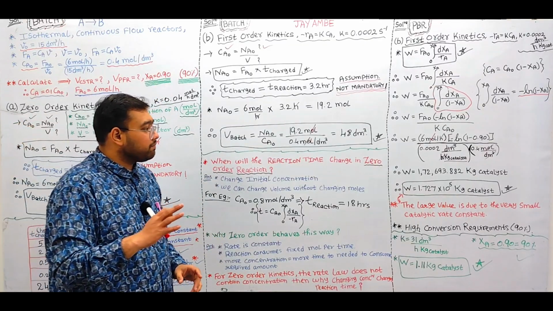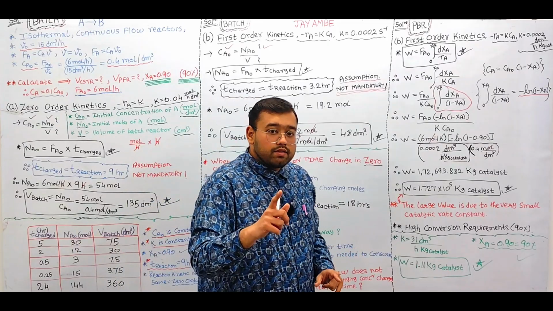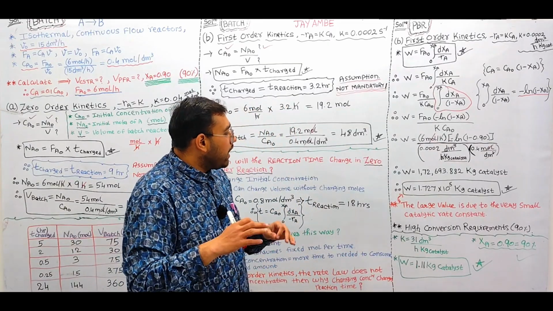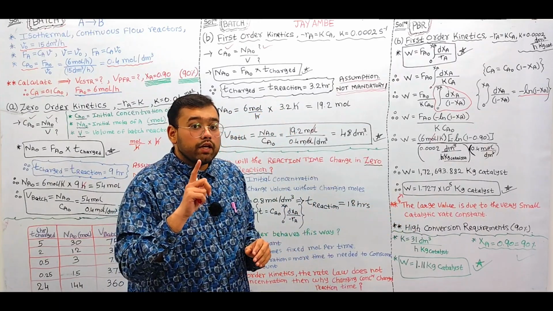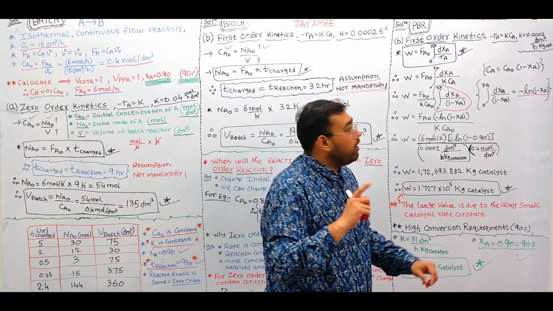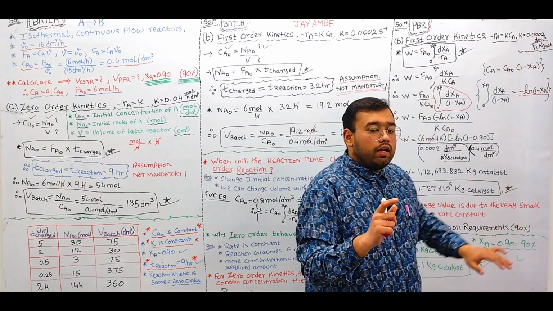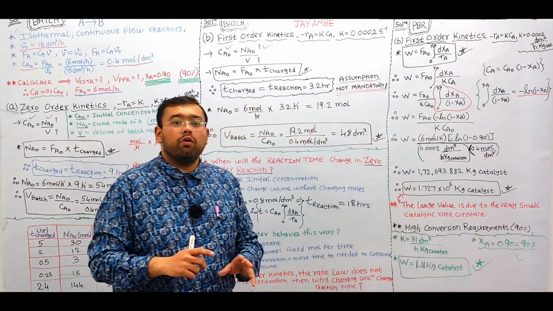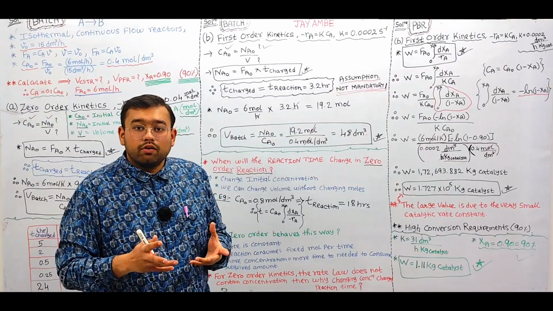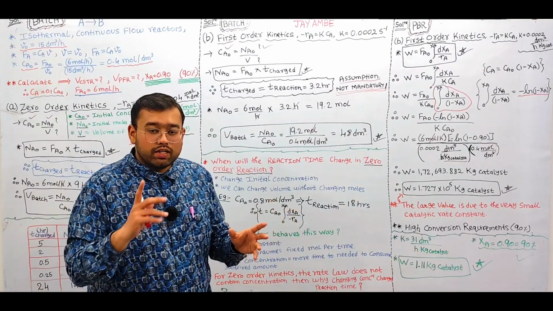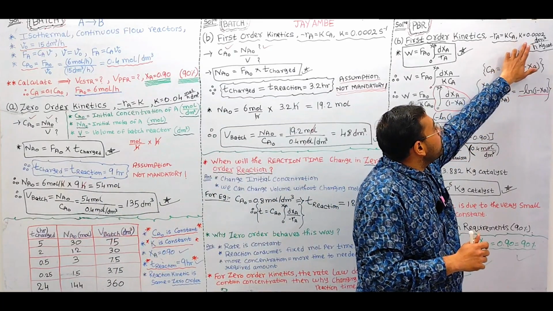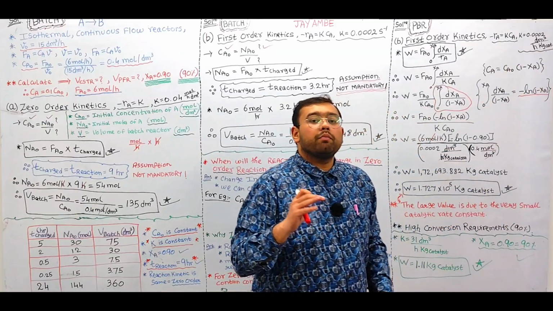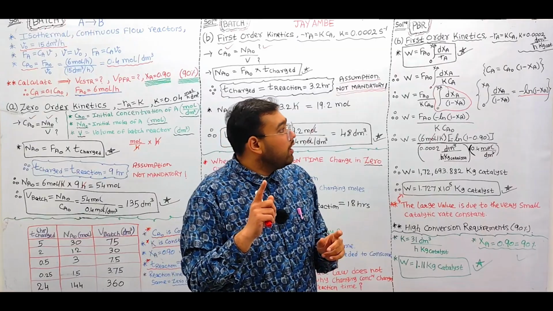The answer is, you can guess, then please comment below. The answer is the very small value of the rate constant. Due to the smaller value of the rate constant, we are getting a very large value for the weight of the catalyst. So what does it mean? We'll understand practically. Let's say here the rate constant value is 0.0002 cubic decimeter per hour kg catalyst, which means we have a very small value of rate constant.